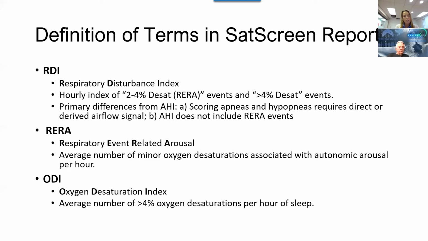Also, AHI typically does not include RERA events. And most of the time, even when you're getting an RDI from a sleep lab, RERA scoring is optional, so they may not have those events included. If you're asking what a RERA event is, that's a respiratory event-related arousal. So it's the number of minor oxygen desaturations associated with an autonomic arousal or heart rate rise or response. The ODI is the oxygen desaturation index, and this is the average number of greater than 4% oxygen desaturations per hour of sleep.